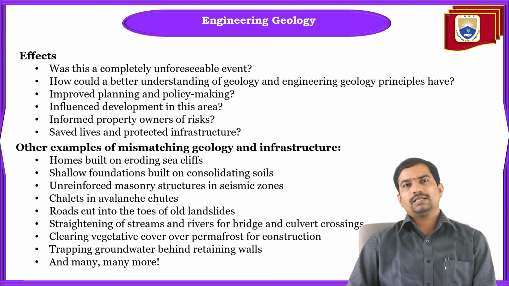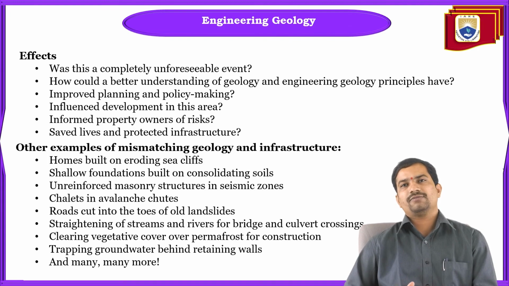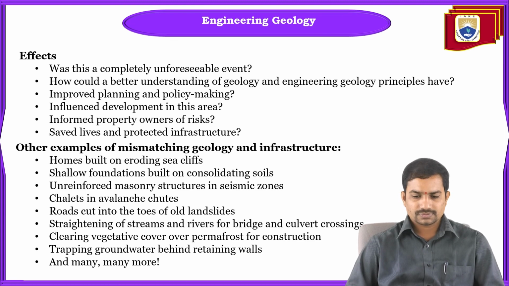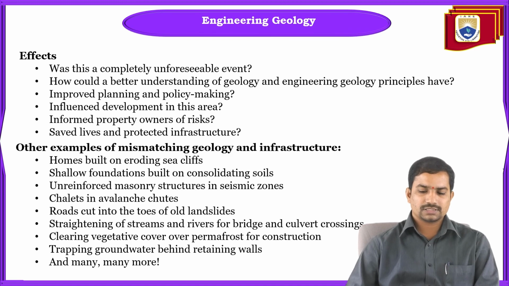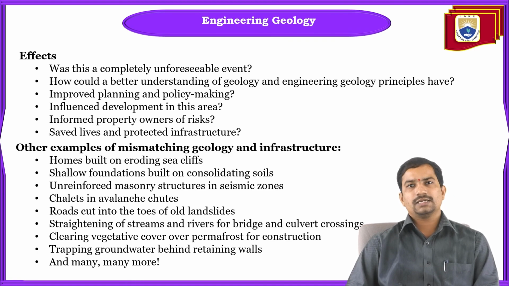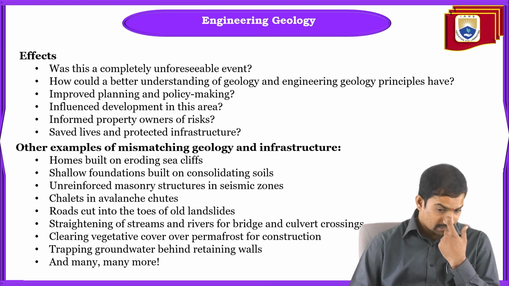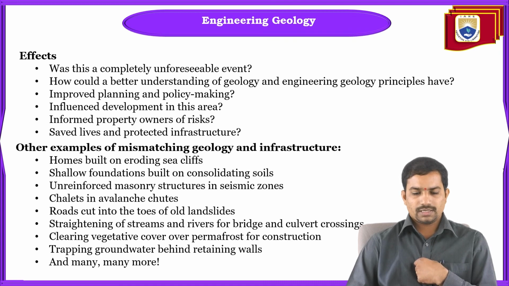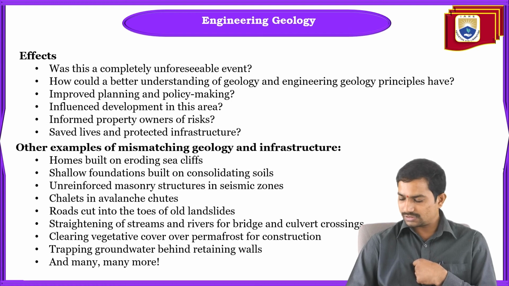infrastructure. So other examples of mismatching geology and infrastructure are homes built on eroding sea cliffs, shallow foundations built on consolidating soils, and unreinforced masonry structures in seismic zones, chalets in avalanche chutes, road cuts into the toe of the old landslides, straightening of streams and rivers, bridges and culvert crossings, and clearing vegetative cover over permafrost for construction, trapping groundwater behind retaining walls, etc., and many more.